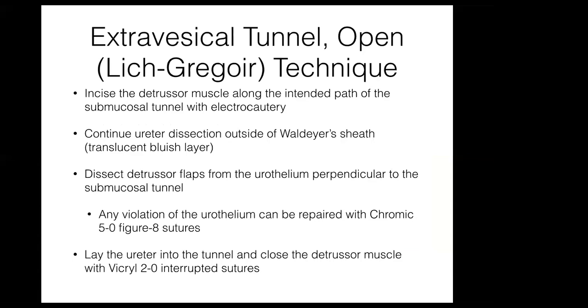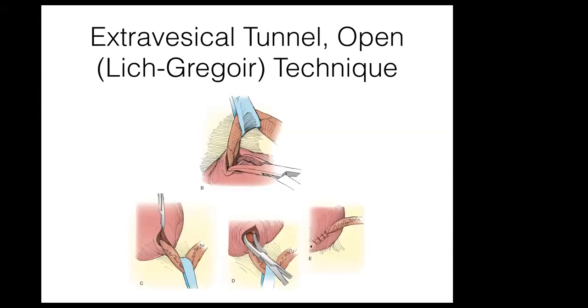And then you dissect the detrusor flaps from the urothelium perpendicular to the submucosal tunnel. Any violation of your urothelium can be repaired with chromic 5-0 figure of 8 sutures. And then you lay the ureter into the tunnel and close the detrusor muscle with Vicryl 2-0 interrupted sutures. And so you perform extravesical dissection of your ureter, and then you lay it inside and then you close it.